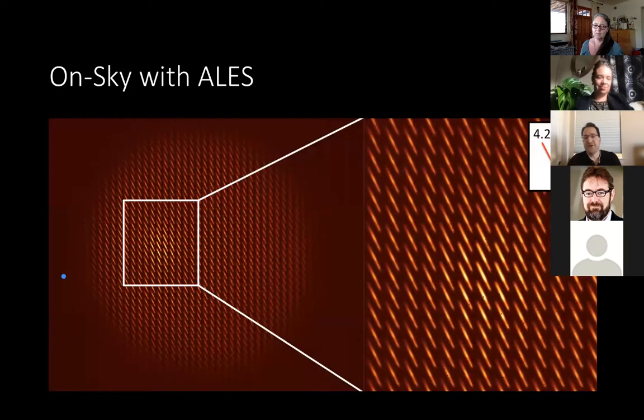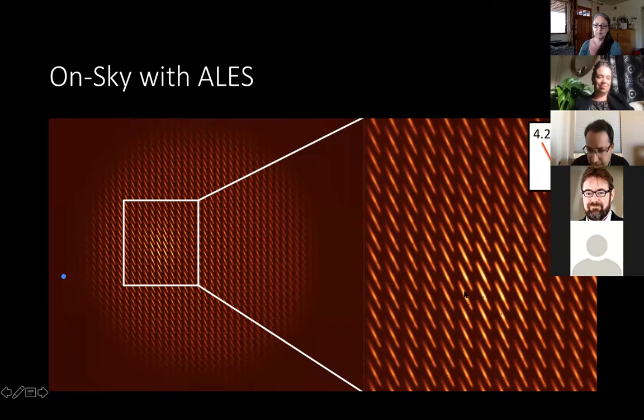I built an instrument to do this called AILS. This is a prototype instrument to show that this sort of thing works. And here is an image of Io, which is the innermost moon of Jupiter, right here. It's this circle. And you can see in the zoom in that every pixel is a little spectrum. And those spectra don't overlap, so I can separate them.